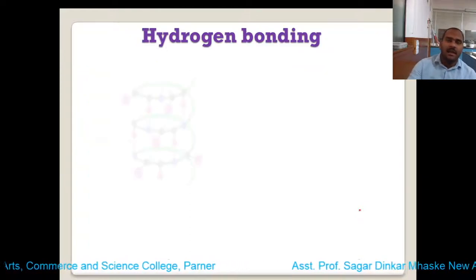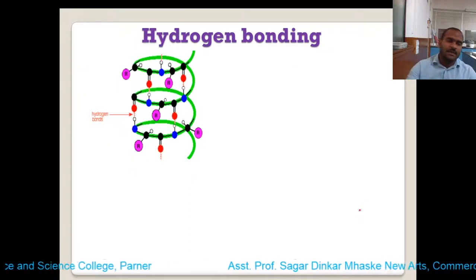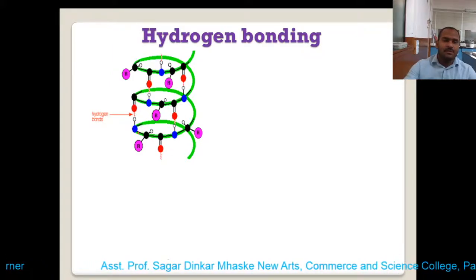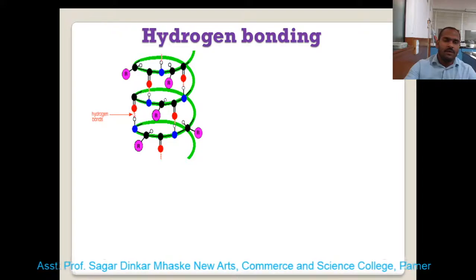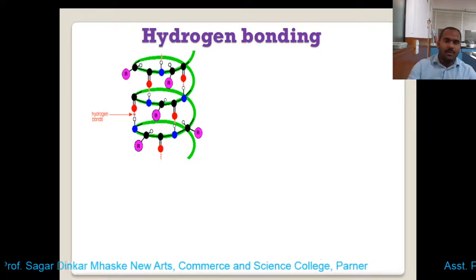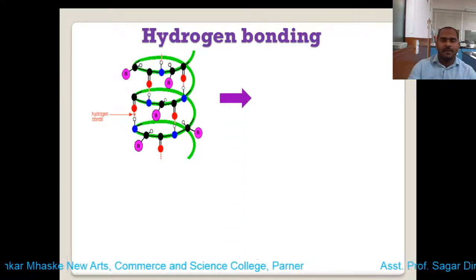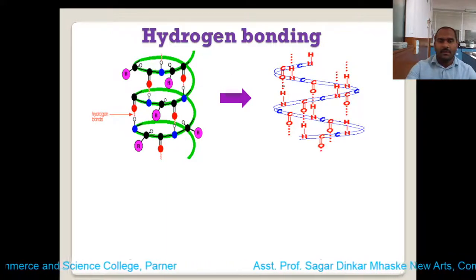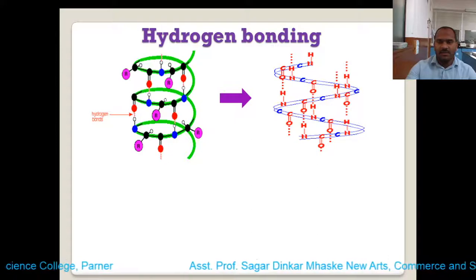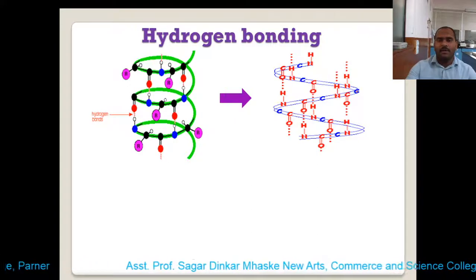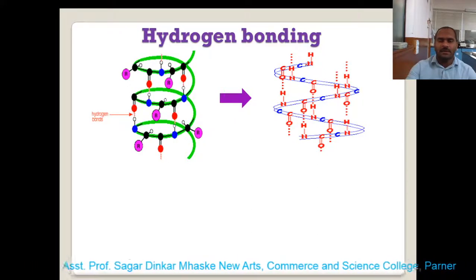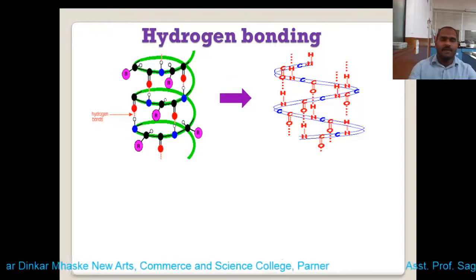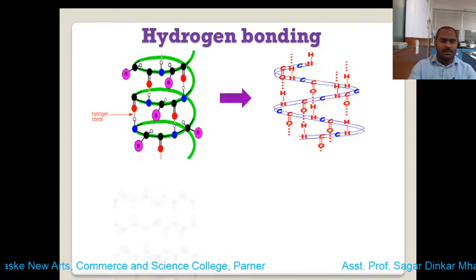So let's consider the hydrogen bonding in a helix structure. Here you can see the hydrogen bonding in a helix structure. It is from the first to the fourth. In structural form, you can show it like this. Here you can see the extensive hydrogen bonding for the helical structure, and the primary factor of stabilization of this helical structure is the hydrogen bonding.